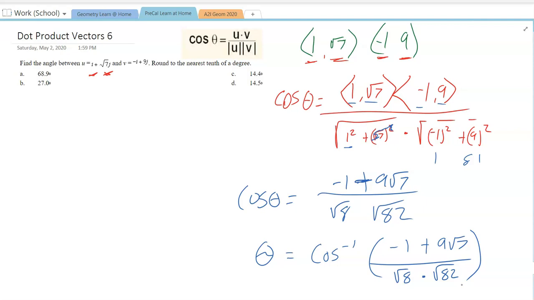When you're done, did I do this one already? I think I did. I'll type it in again. Looks like we get approximately 27 degrees on this one, so it should be 27. Here's 1/10 of a degree, so 0.0. Yeah, that should be correct.